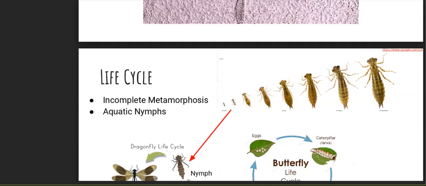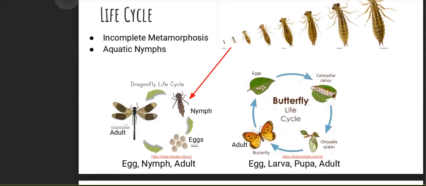So the next slide I want to share is about the life cycles of dragonflies, because I'm sure you know how beautiful dragonflies are and how fast they fly. We're going to talk a little bit about that, but do you know where the larvae, the small version of the dragonflies, are, Fiona? In the water.